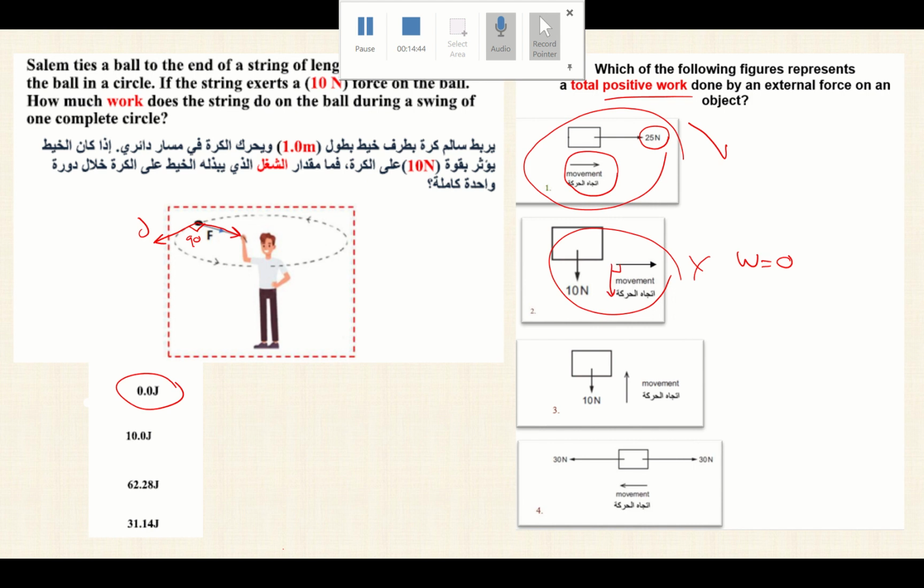You can see the force is down and the direction of motion, which is the same as the direction of displacement, is towards the right. So the angle between them is 90. Here we have the force down, but the displacement up. That's 180, and it gives you a negative work. And similarly here, we have a net force of 0, so there's no work. Right, so in the first case only, where F and D are in the same direction, we have a positive work.